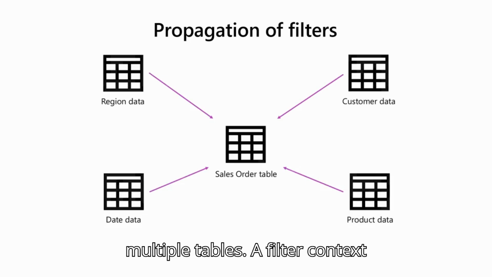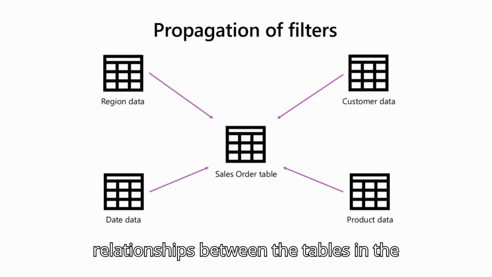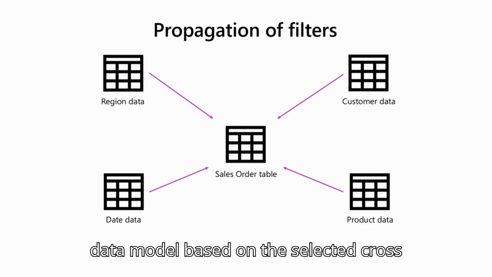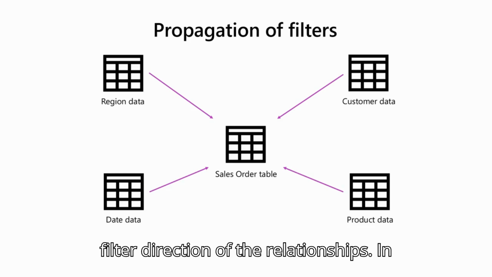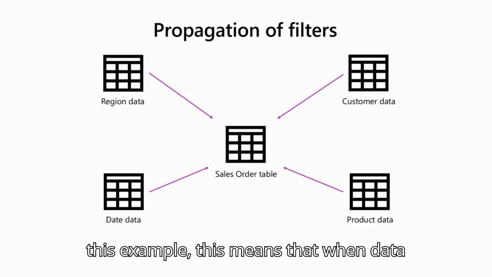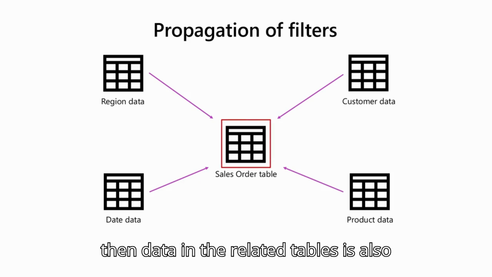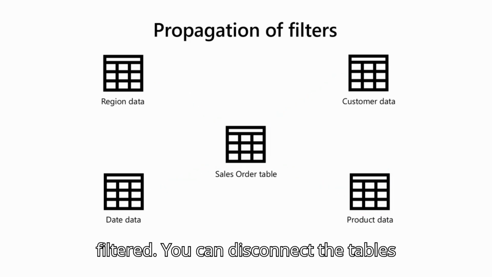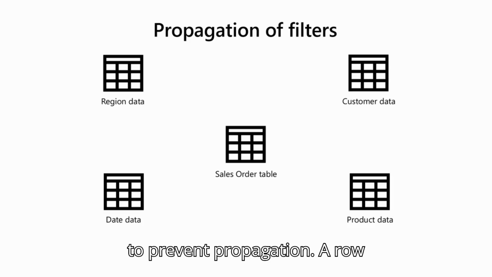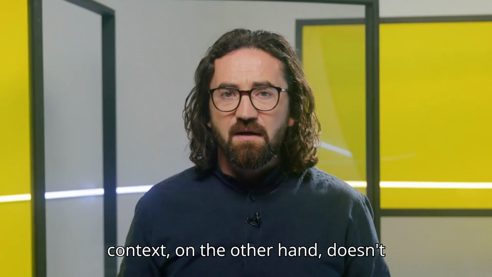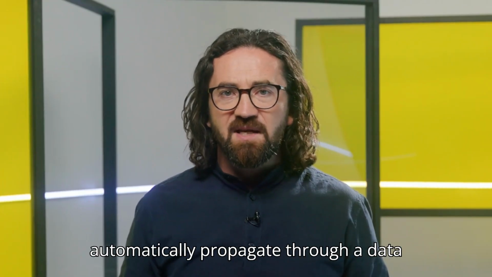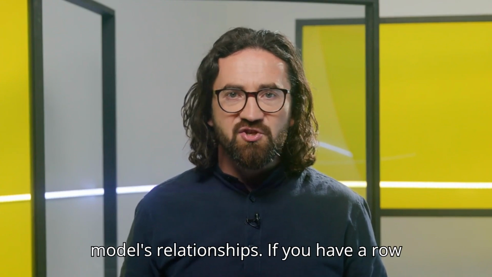Be careful when applying a filter in a large data model with multiple tables. A filter context automatically propagates through the relationships between the tables in the data model based on the selected cross-filter direction of the relationships. In this example, this means that when data is filtered in the sales order table, then data in the related tables is also filtered. You can disconnect the tables to prevent propagation. A row context, on the other hand, doesn't automatically propagate through a data model's relationships.